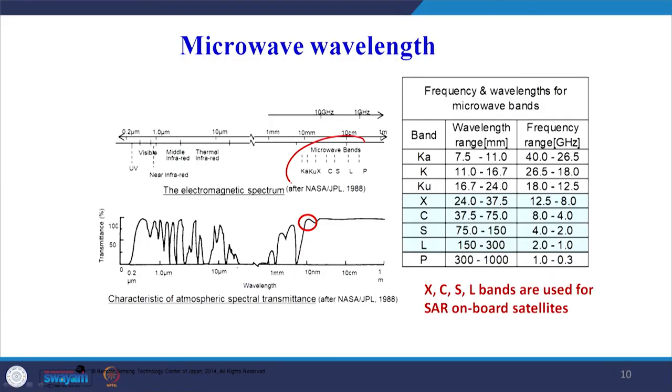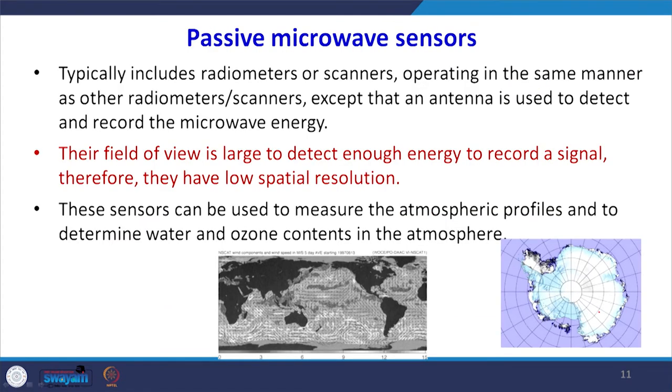If you see now the microwave wavelength region, these are the different microwave bands. Here we are using the capabilities of these bands. They are very, very useful for our remote sensing based applications. X band, C band, S band, L band. These have different wavelength ranges and are found to be very, very useful for acquiring the data and carrying out the interpretation of the data. So I am showing you here the images which are taken from the passive microwave sensors.